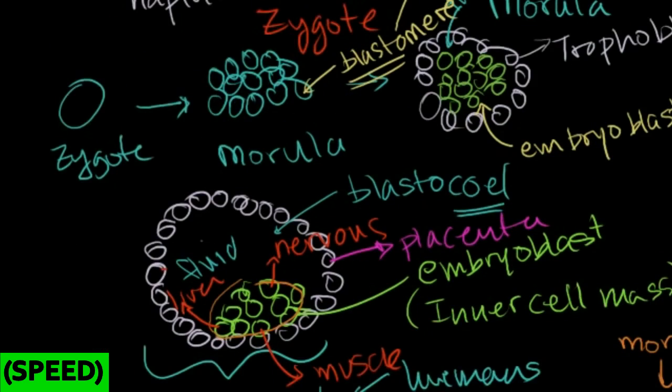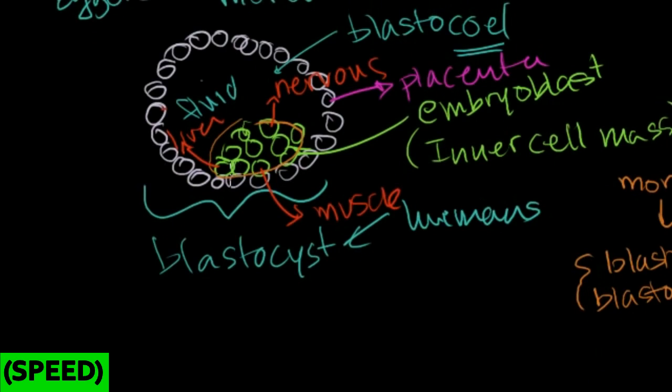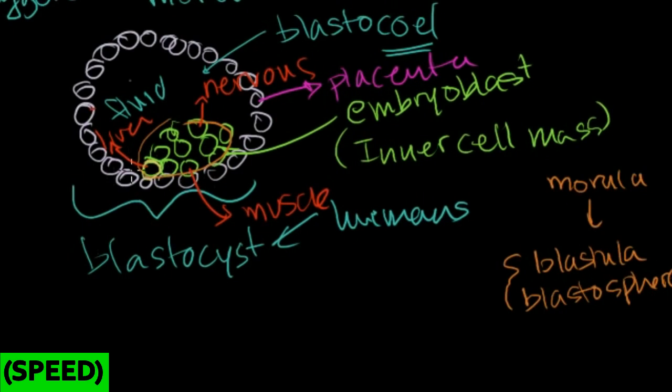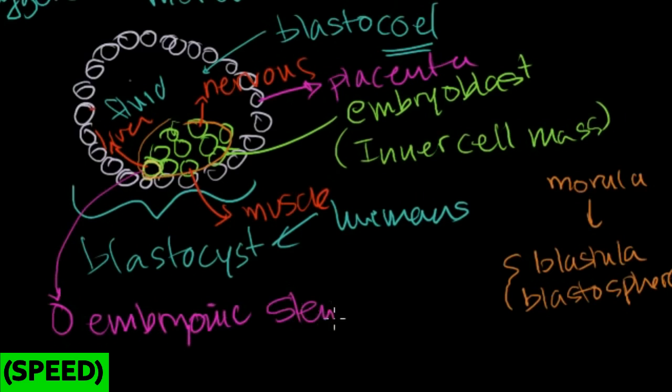So these are blastomeres. When I talk about embryonic stem cells, I'm talking about the individual blastomeres inside of this embryoblast, or inside of this inner cell mass. These words are actually unusually fun to say. So each of these is an embryonic stem cell. Let me write this down in a vibrant color, because each of these right here is an embryonic stem cell.